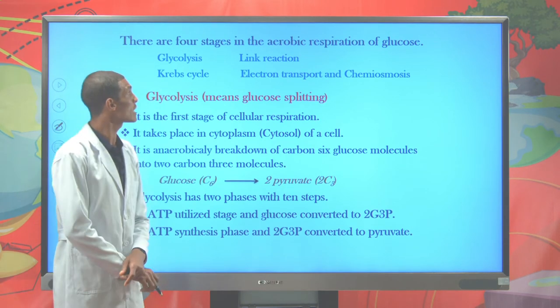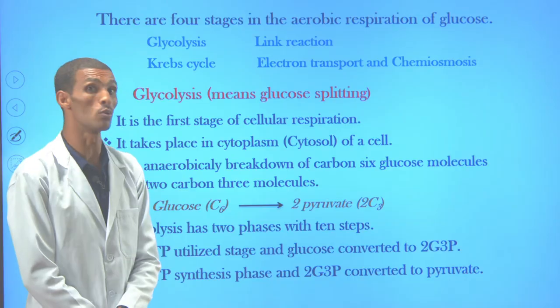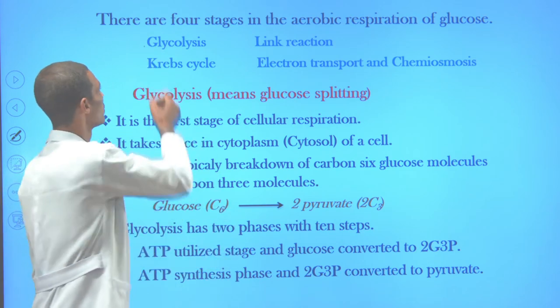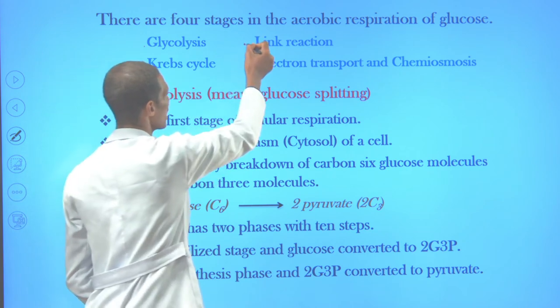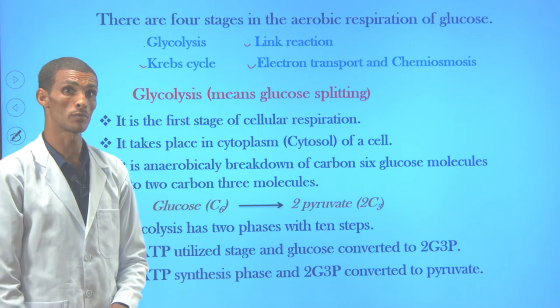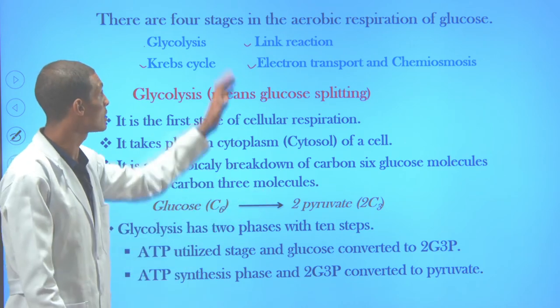There are four stages in the aerobic respiration of glucose. These are glycolysis, Krebs cycle, link reaction, and the electron transport chain with chemiosmosis. Let me see them one by one.